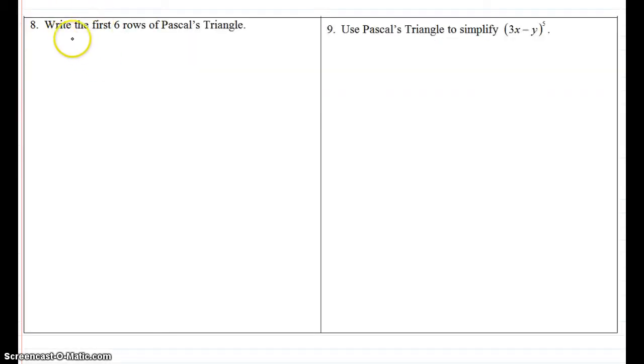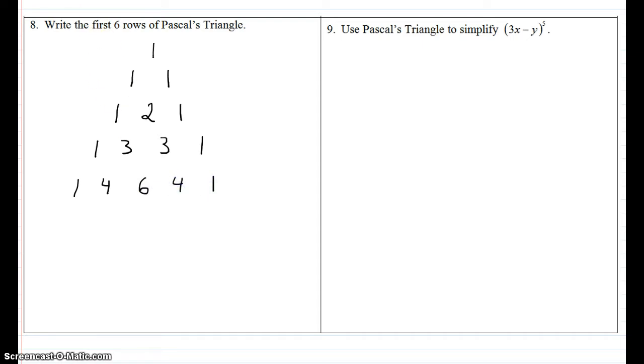Alright, so we start with number 8. Write the first 6 rows of Pascal's triangle. So we're going to start with a 1. And then our next row is 1, 1. And then our third row is going to be 1, 2, 1. Our next row, 1, 3, 3, 1. The outside edge is always 1. Now we get 1, 4, 6, 4, 1.